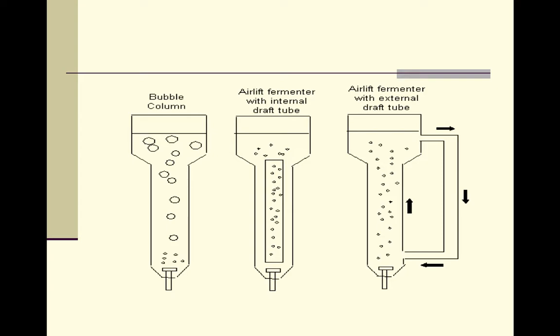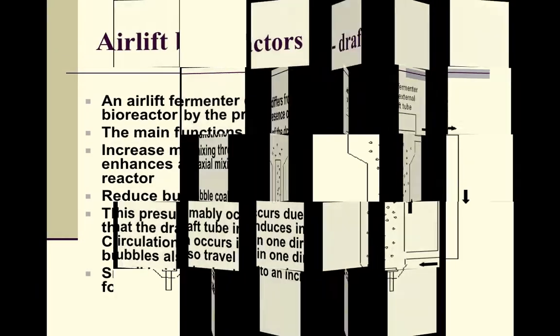In the airlift fermenter, the mixing is largely done by a draft tube. The draft tube can be either an internal draft tube, as you can see in the middle diagram, or an external draft tube. In the case of the internal draft tube, the air is actually passed through the draft tube. So you will have a riser inside the draft tube and a downer of liquid outside the draft tube. In the case of external draft tubes, the liquid is actually pumped from the top to the bottom.